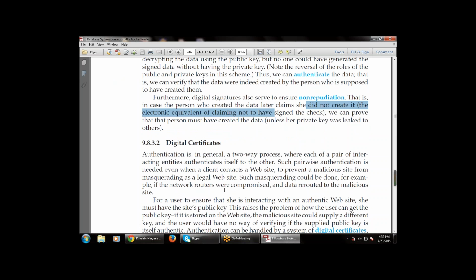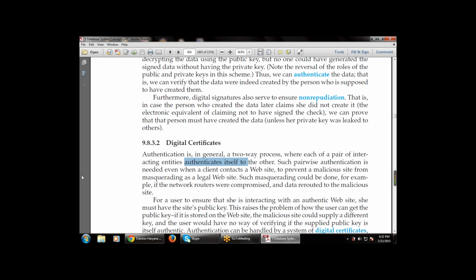Then next is the digital certificate. That is a certificate that is also made online. That is digital certification. Authentication in general is a two-way process where each of the pair of interacting entities authenticates itself to the other. Such pairwise authentication is needed even when the client contacts a website, to prevent a malicious site from masquerading as a legal website.